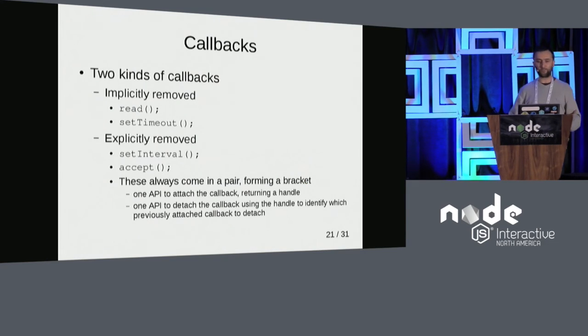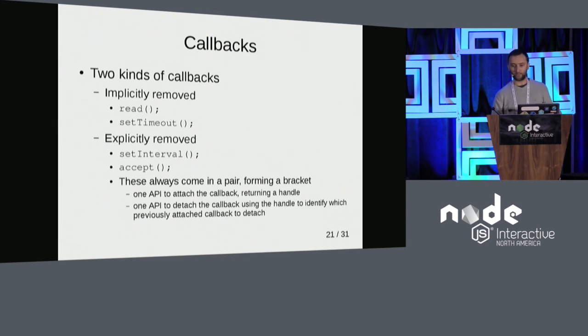So there are two kinds of callbacks that I've been able to identify, at least. There's the kind where it's like, read from a file, and when you're done, call me, right? And then if you pass that callback in, it's going to get called once and then never again, right? And then there's the other kind of callback where you expect it to be called every once in a while until you say, okay, stop, right?